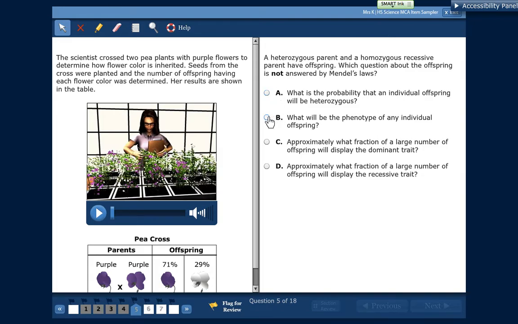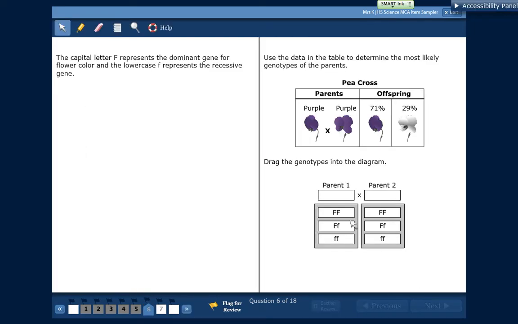So the answer would be B. Mendel's laws do not figure out the phenotype or what any certain individual will look like. So that's the only one that makes sense.